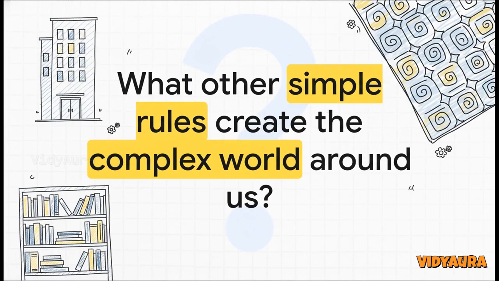So, the next time you see a building or a bookshelf or even just a cool pattern on some fabric, think about the simple, powerful logic that's holding it all together. It really makes you wonder, doesn't it? What other simple, elegant rules are out there quietly creating the complex and structured world we see all around us?